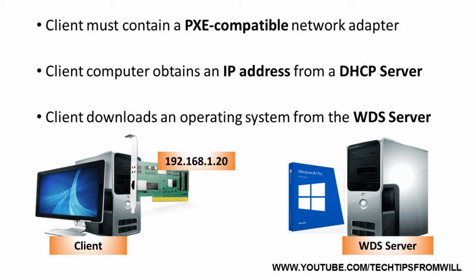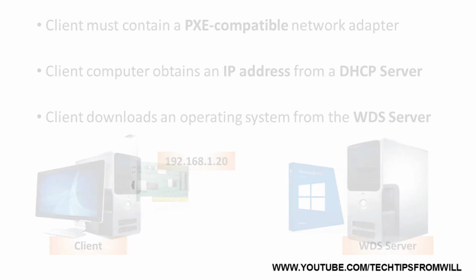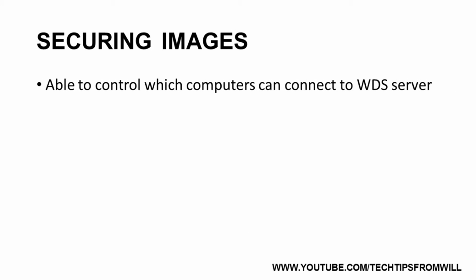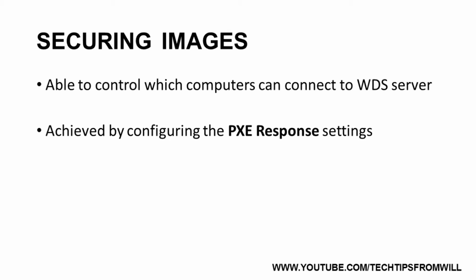This is all very well, but it does beg the question, how do you keep your images secure? For instance, how do you stop a user on the network from bringing in a bare metal computer from home, connecting it to the network, and potentially downloading one of your operating system images? With Windows Deployment Services, you are able to control which computers on the network are able to connect to the WDS server and download images. This is achieved by configuring the PXE response settings.